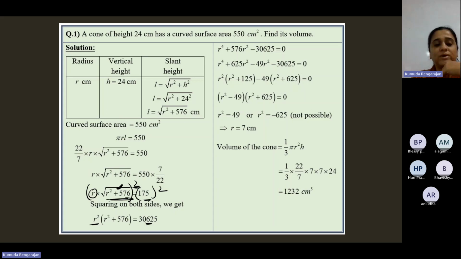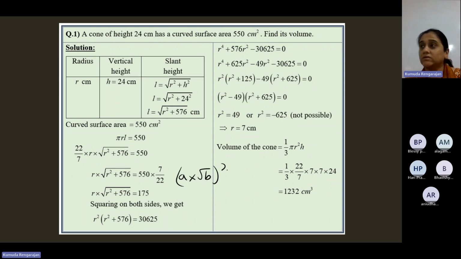Is equal to 175 into 175 is this one. When you square on both the sides, this one squared is equal to this one squared. 175 into 175 is this one. And when you square this one, meaning if you have A into root B, the whole square, let me write like this. What is A square? A square into root B square, so it will be B, right? So this is R square. Here the square root is gone. So it is R square plus 576 is equal to 30625.